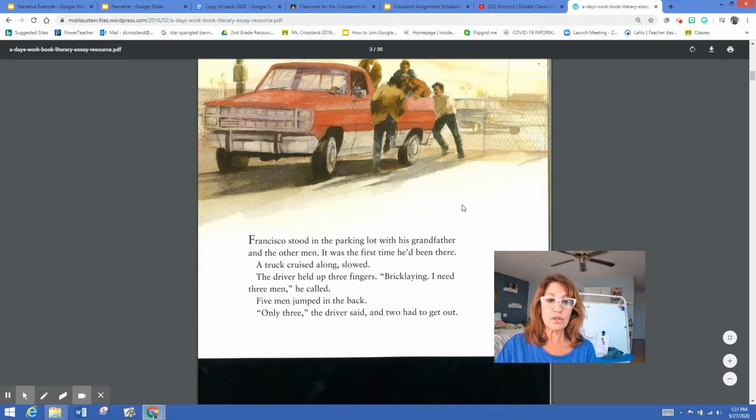So in this story, he starts with action again. You see that they're standing in the parking lot, and then a truck comes up, they jump in the back, and then they jump out. So it's action, and we kind of wonder what's going on.